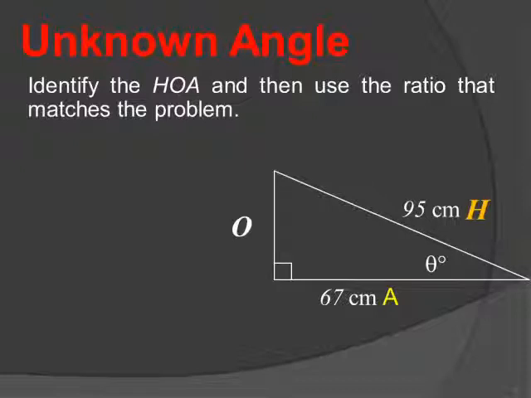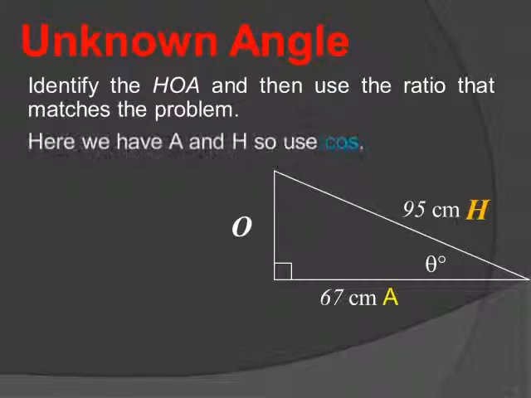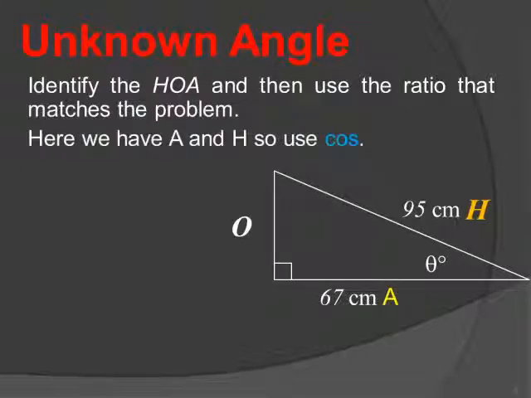So here we have a problem. Theta is the unknown this time. We have an A and an H. A is 67 centimetres, H is 95 centimetres. So A and H, we use cos. So write down the ratio first. So here we have cos of theta is 67 over 95.